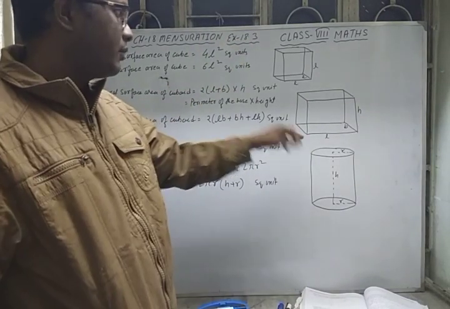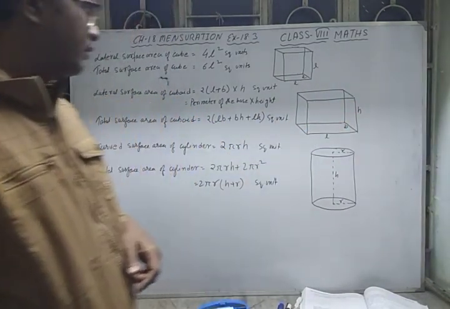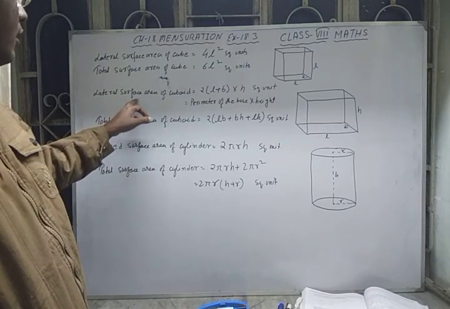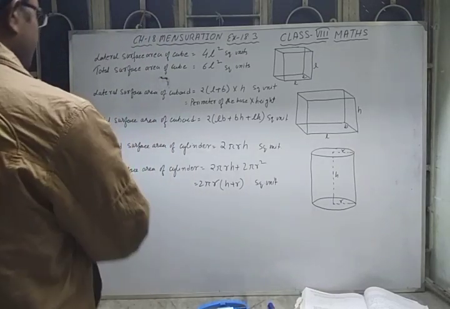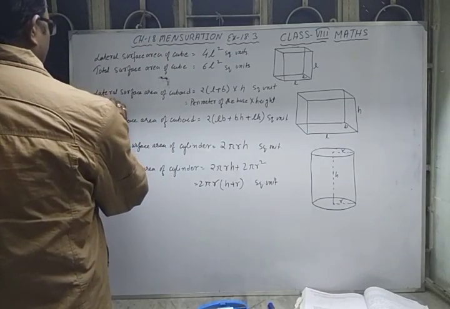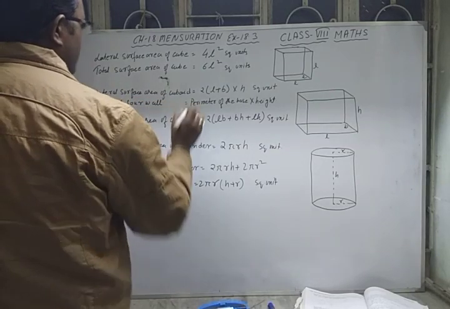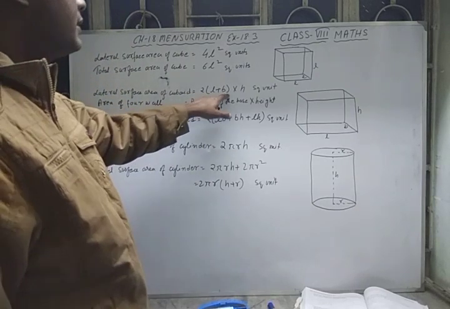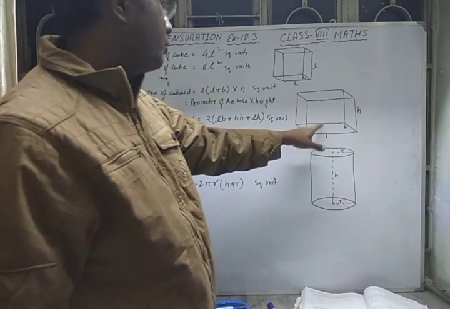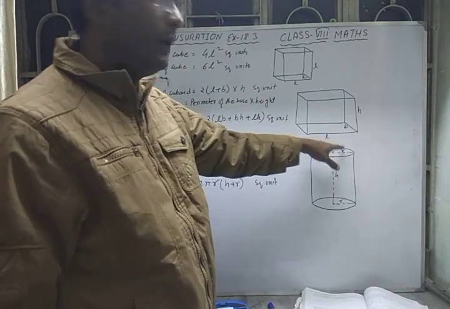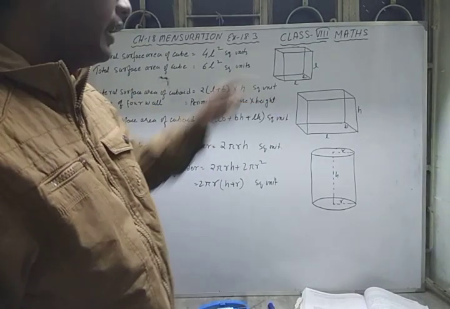Now we will see about the cuboid. It is a cuboid whose length, breadth and height are of different measures. So the lateral surface area of a cuboid, or we can say the area of four walls, is equal to 2 into (L plus B) into height. What is 2 into (L plus B)? 2 into (L plus B) is the perimeter of this base. So we can also say it is the perimeter of the base into height.